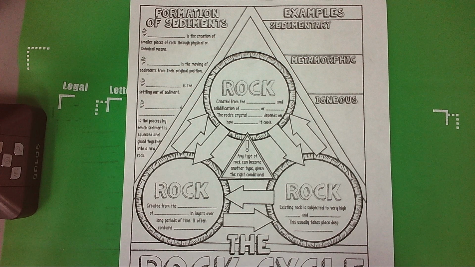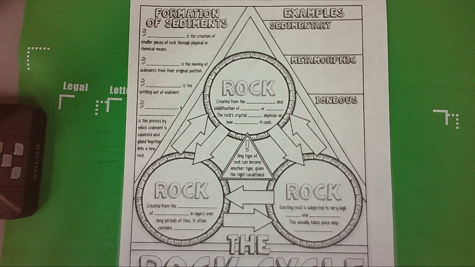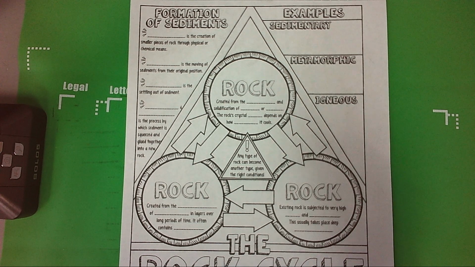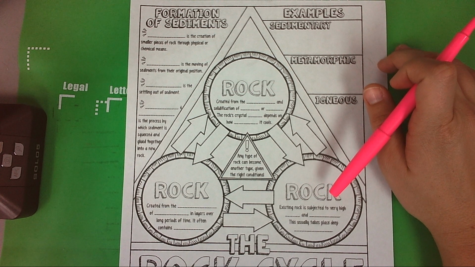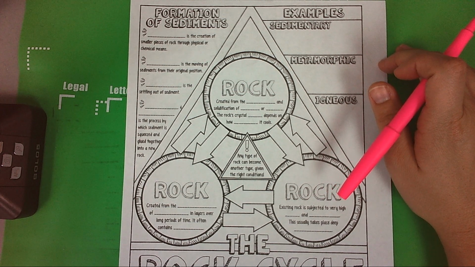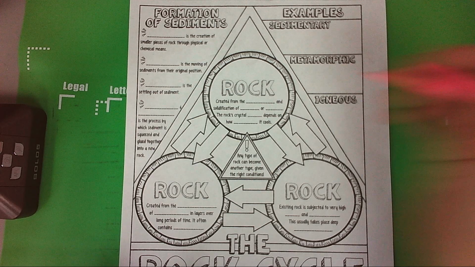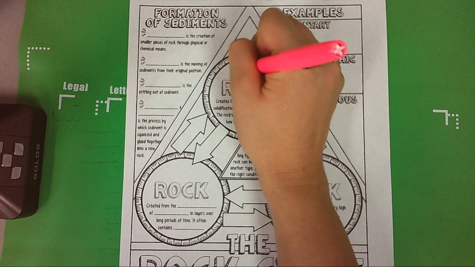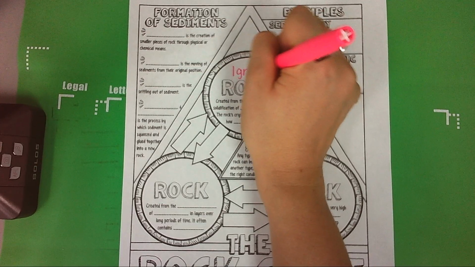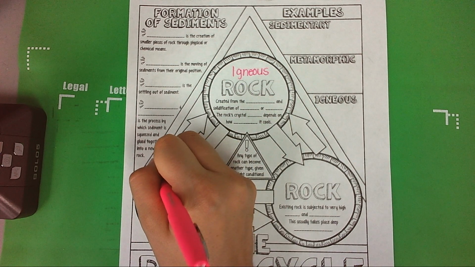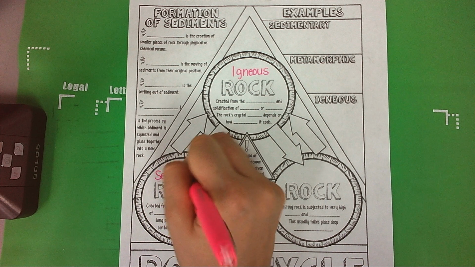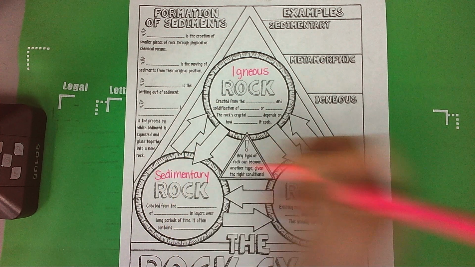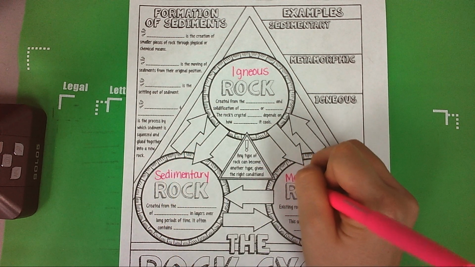Alright, these are your rock cycle doodle notes. They're going to go in your notebook as number 14. So make sure you have this worksheet. It's at the station. If not, it's in a folder in the back. So there are 3 different types of rock. There is igneous rock. There is sedimentary rock. And metamorphic rock.